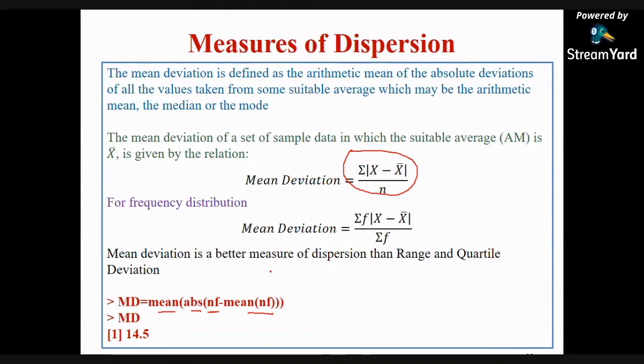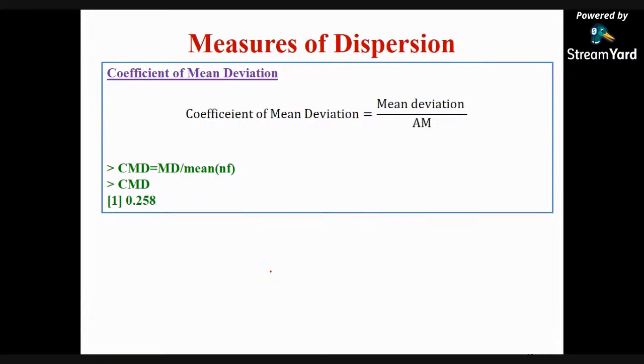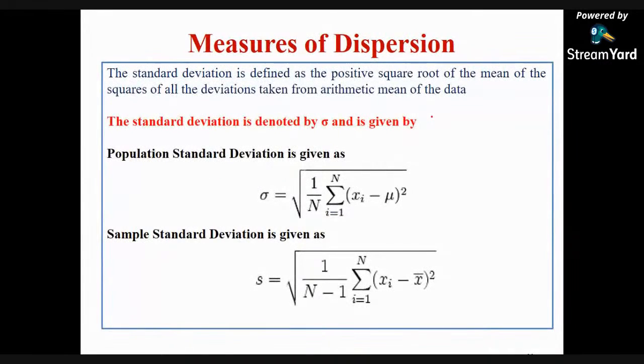Okay, when we take the mean, we get the mean deviation. Similarly, the coefficient of mean deviation is the mean deviation divided by the arithmetic mean, because we are taking it from the arithmetic mean. So you will get this mean deviation.